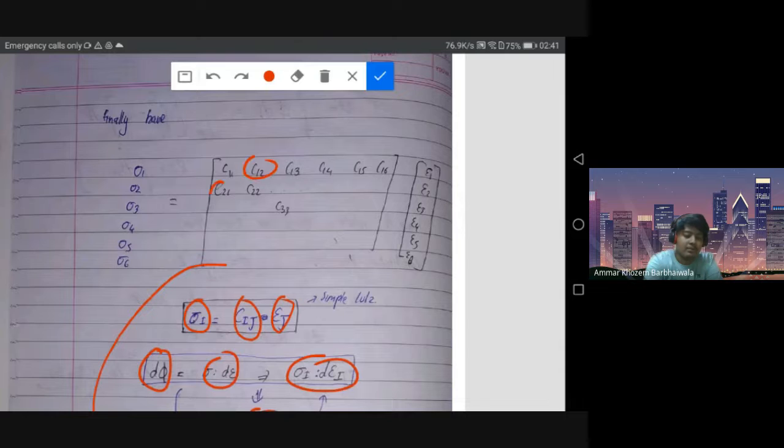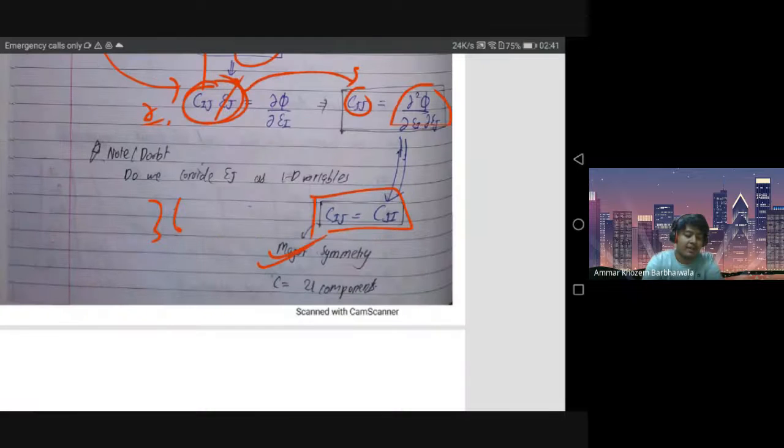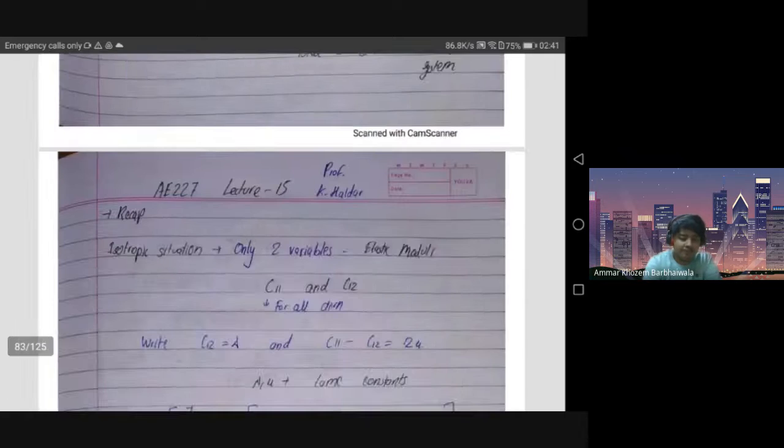So C12 is equal to C21, C13 is equal to C31, and so on. So we only have to determine the upper half triangle of this matrix. Now we only have 21 components. This is exactly what we did in the last video.